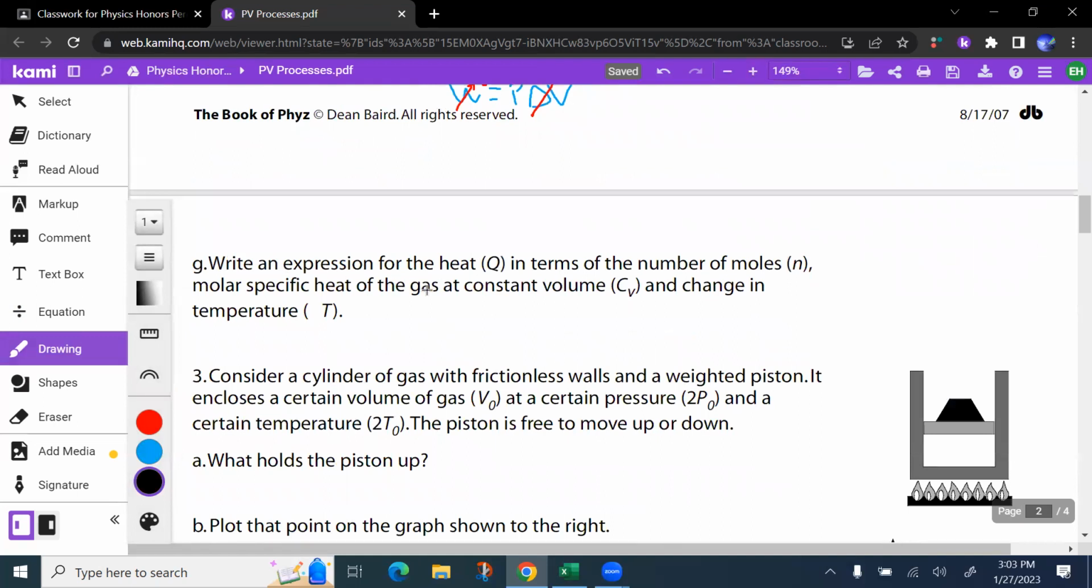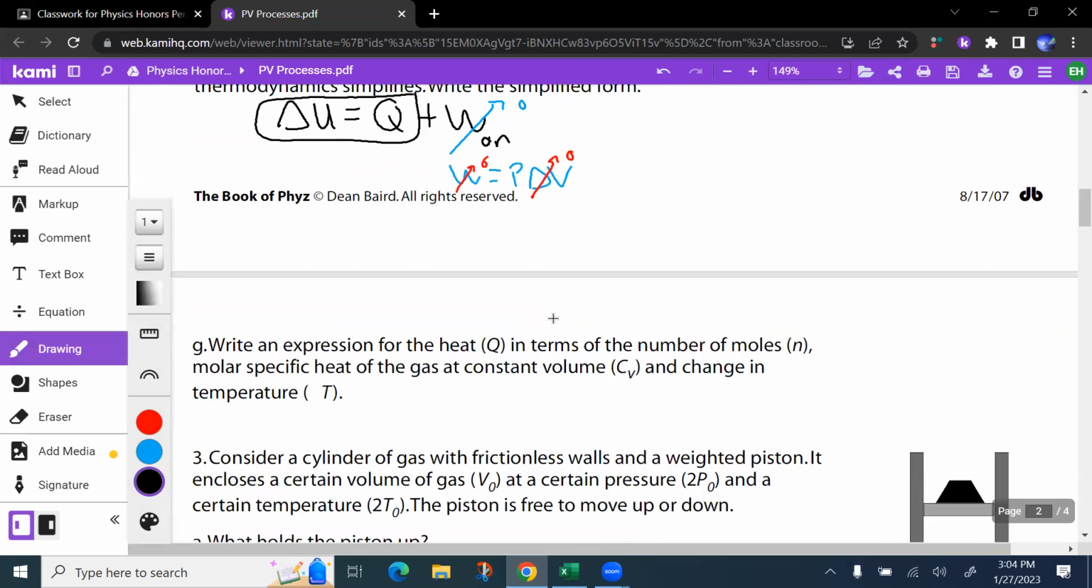Part G, write an expression for the heat in terms of the number of moles, the molar specific heat of the gas at a constant volume C_V, and the change in temperature. So we can write that as Q is equal to n C delta T, where n is the number of moles, Q is the heat, C is the molar specific heat, and delta T is the change in temperature. The only thing I'm going to add is C_V because this occurs at a constant volume.